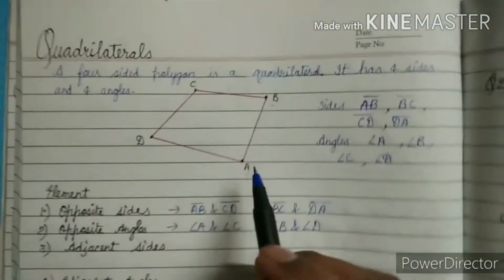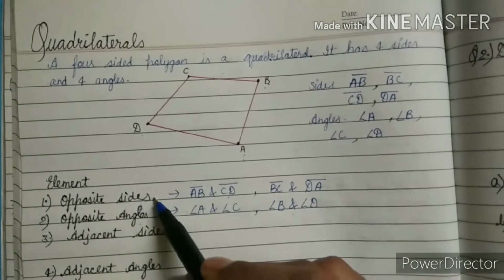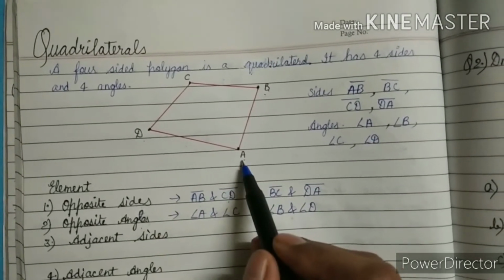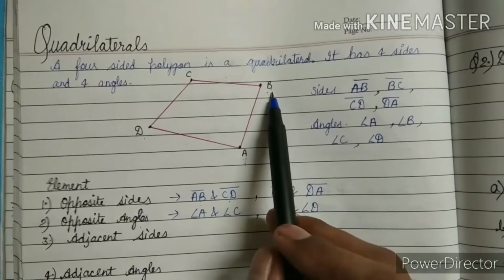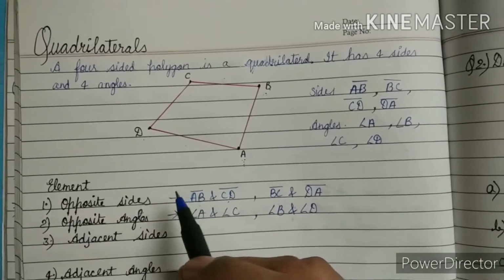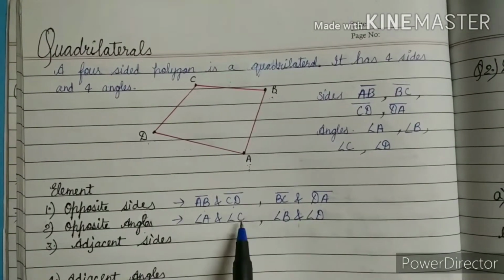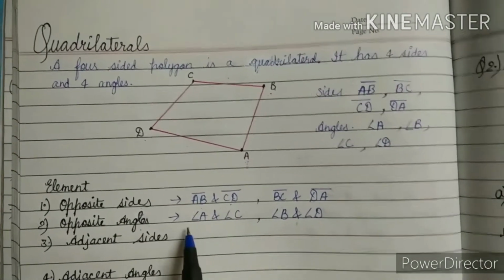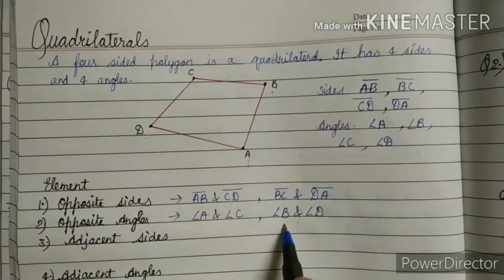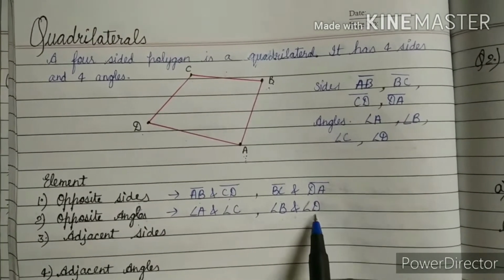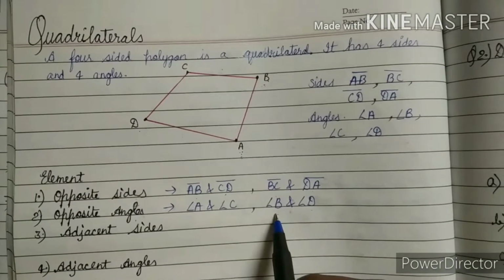Or you can understand it in the same manner as the opposite sides. Who is looking from angle A? Angle C. Who is looking from angle B? Angle D. Same thing: angle A's opposite is angle C, angle C's opposite is angle A, angle B's opposite is angle D, and angle D's opposite is angle B.